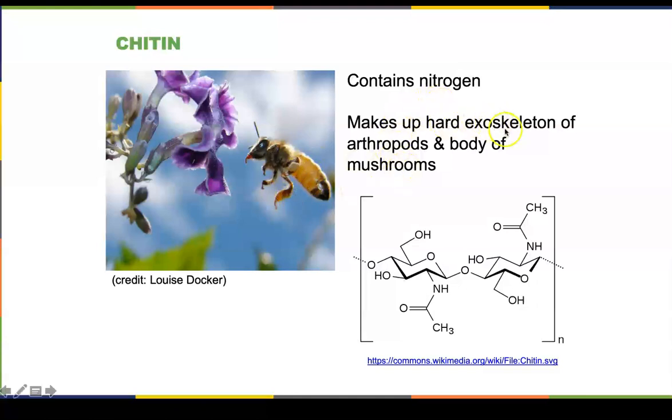Specifically, it makes up the hard exoskeleton in arthropods, things like crabs and spiders, and insects, such as the bee shown here. It also creates the rigid structure in mushrooms and other fungal bodies. So you don't need to memorize the specifics of this structure, but you should see that generally this looks like a carbohydrate with carbon, oxygen, and hydrogen in approximately, although not exactly, the 1:2:1 ratio that we'd expect. But you can see there's a nitrogen here and a nitrogen here, so it is a more complex molecule.